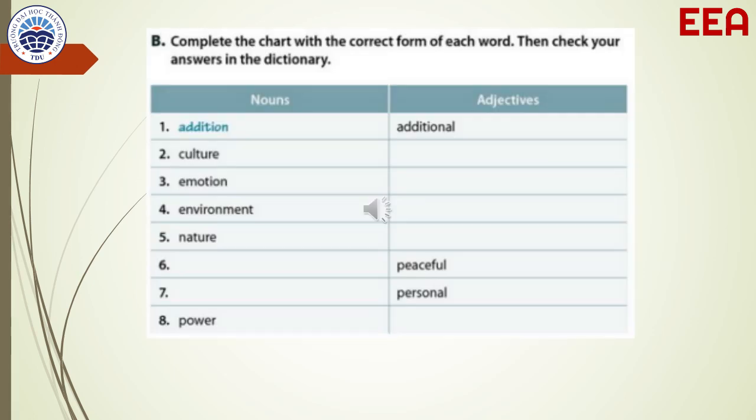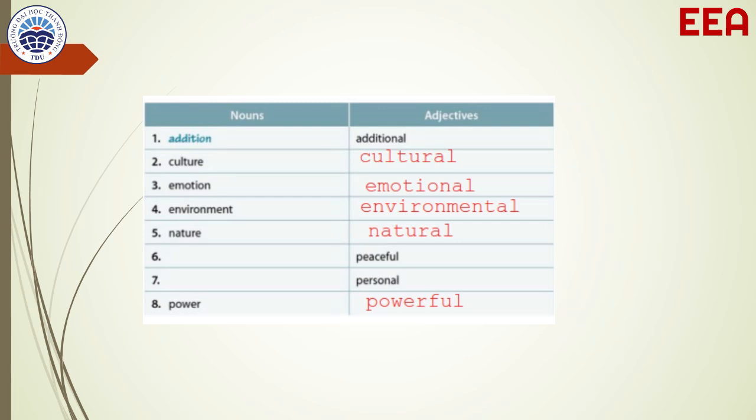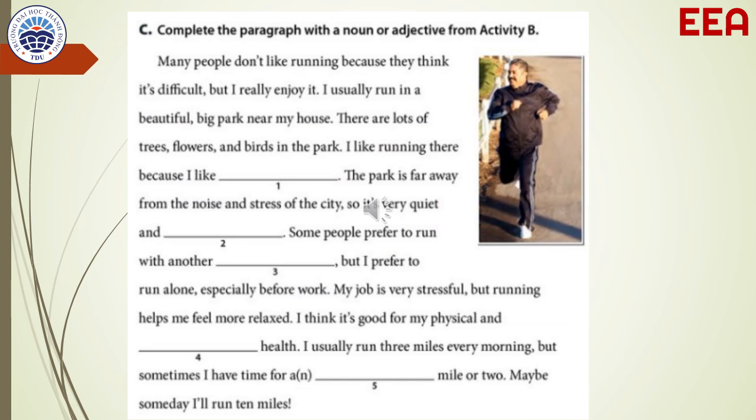Now complete the chart with the correct form of each word, then check your answer in the dictionary. Complete the paragraph with a noun or adjective from activity B. You have some minutes to read the text and complete the text. After that, we will check your answer.